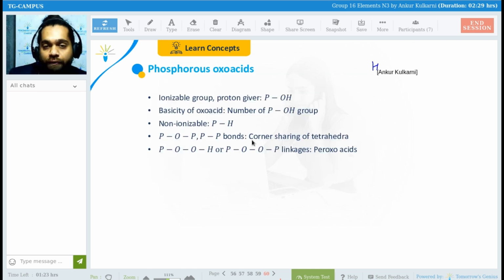For example, if I have H₄P₂O₆, what is the oxidation state of phosphorus over here? Come on, everyone, calculate quickly. Oxidation state of phosphorus in H₄P₂O₆. Siddharan, what is the oxidation state of phosphorus over here? Prashanti, come on, calculate.